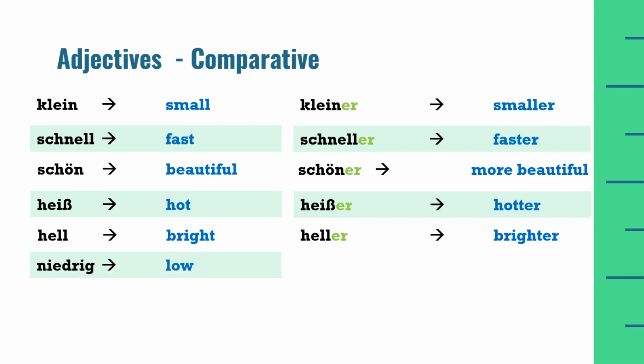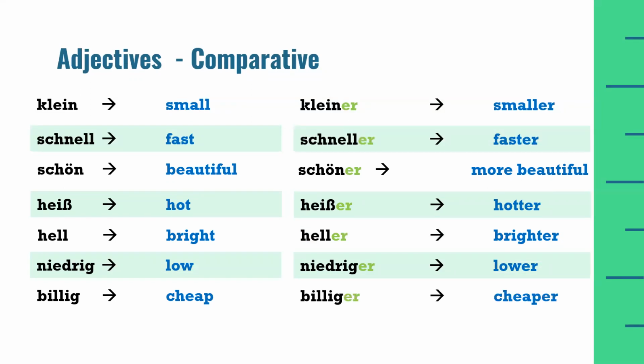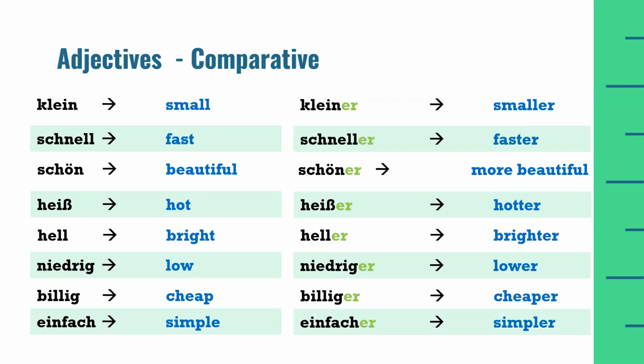Niedrig means low. This is the main form. And if we want to make a comparative form of this adjective, it will be niedriger, which means lower. Billig means cheap. The comparative form of billig is billiger, which means cheaper. Einfach, simple or easy. Its comparative form is einfacher. So here we have covered all these adjectives which can be formed by simply adding an -er at the end of the main form of the adjective.